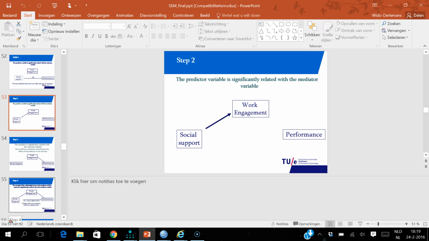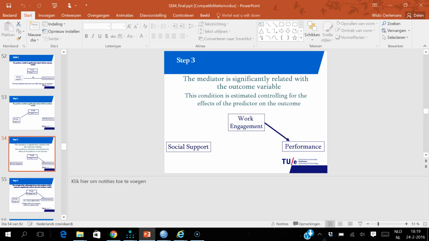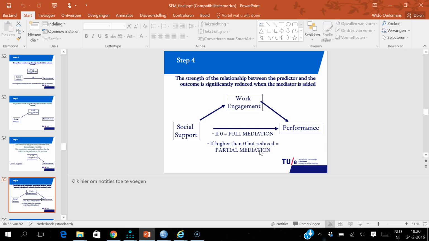So you could say that when there are more resources, for instance, when people receive more social support, they will become more motivated, as indicated by higher levels of work engagement. And actually that higher level of work engagement can explain why people perform better, and it can also explain why social support has a positive direct effect on performance. And in this case, you would expect that the direct effect we just saw from social support to performance would be mediated by work engagement as a mediator.